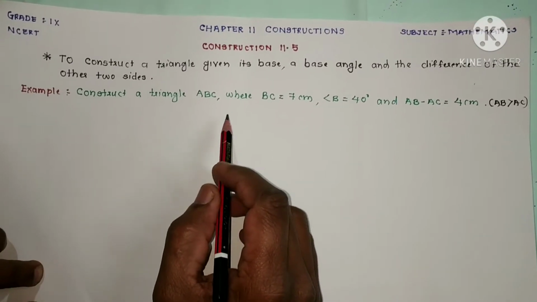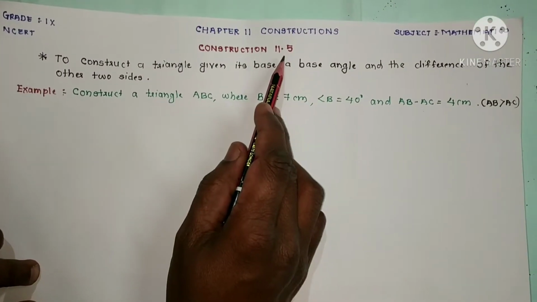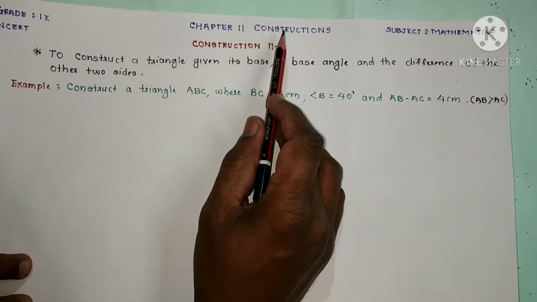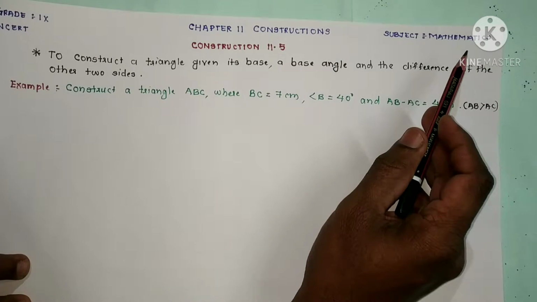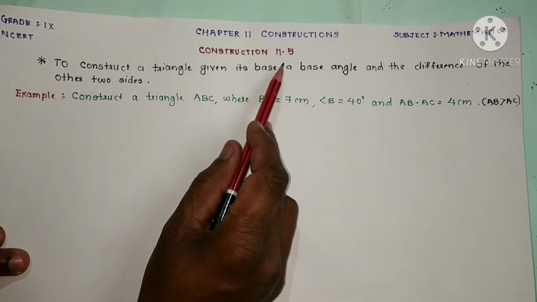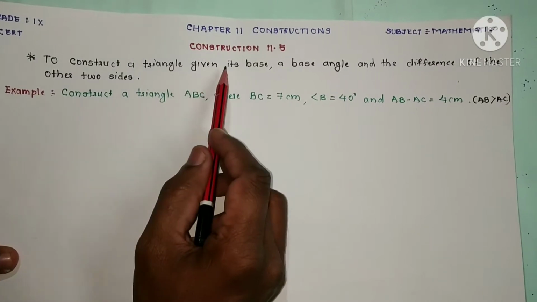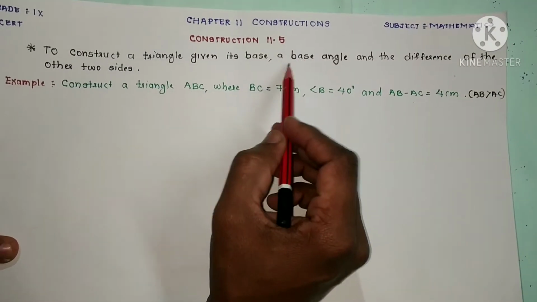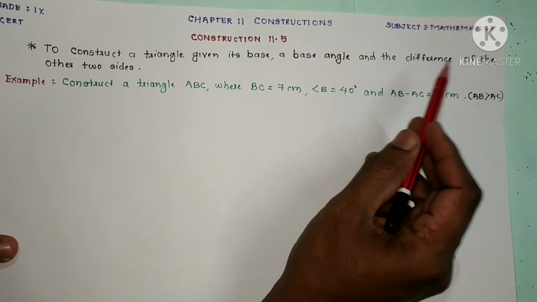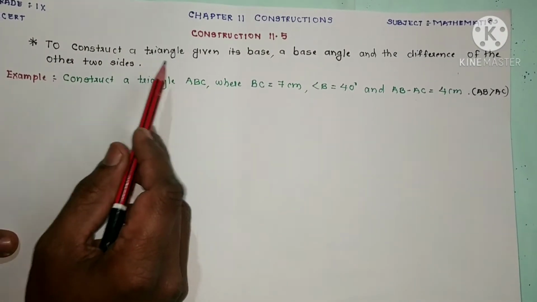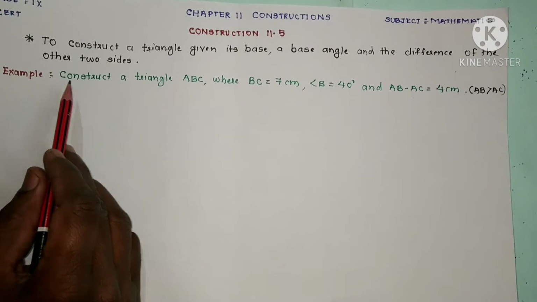In this video we shall learn construction 11.5, standard 9th, chapter number 11, Constructions, subject mathematics. In this construction 11.5 let us learn how to construct a triangle given its base, a base angle and the difference of the other two sides. For this construction 11.5 I have taken one example.